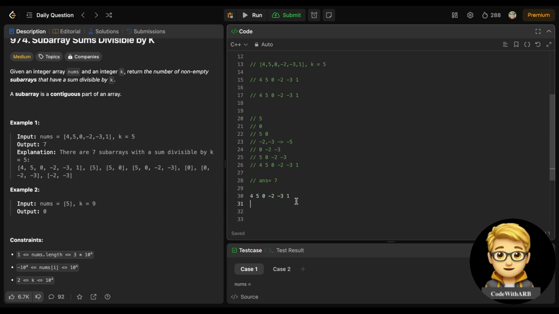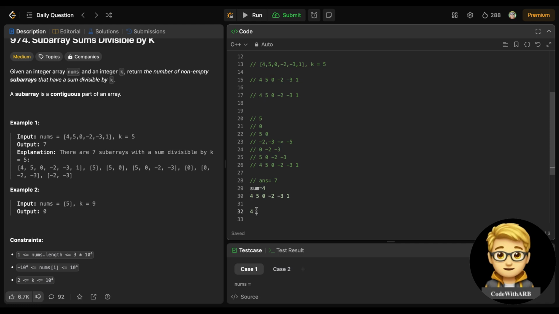So for taking summation, what we need to think of is that we take the summation at one time and use that summation to find the total number of subarrays which are divisible by this k, right? So let's see how we can do that. If I start taking summation, in the starting this is 4, so I will take the summation of 4, right?